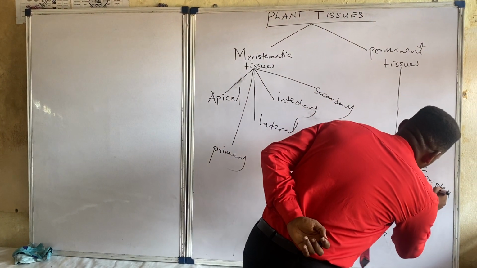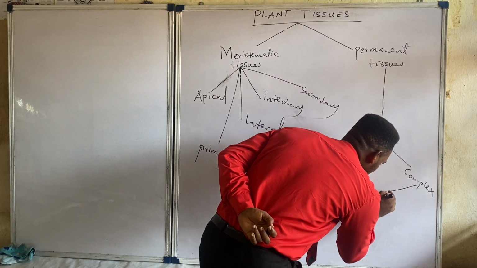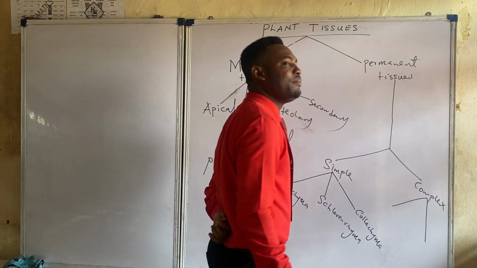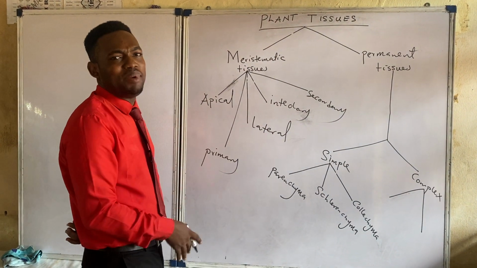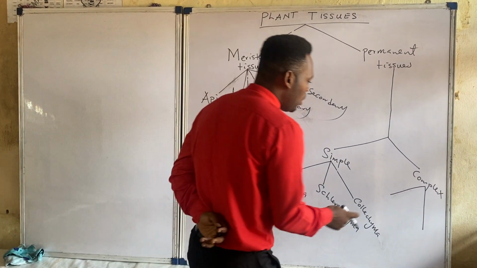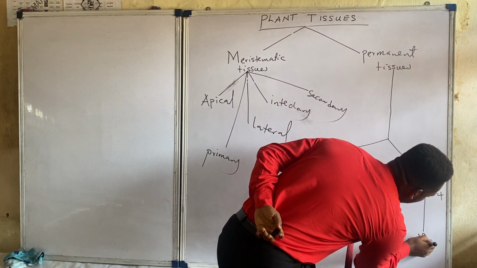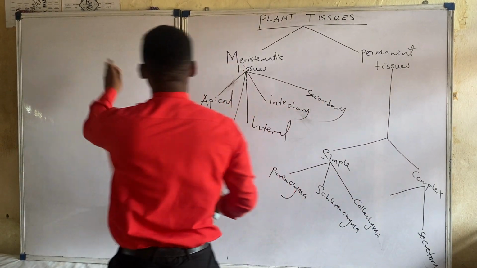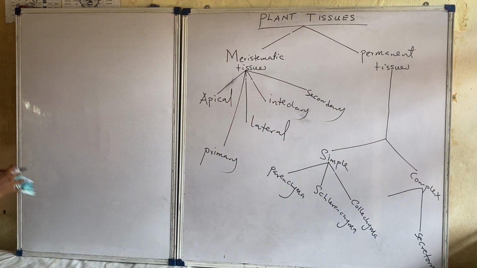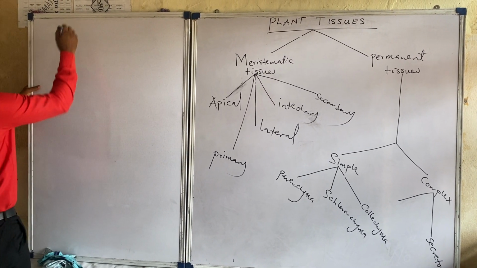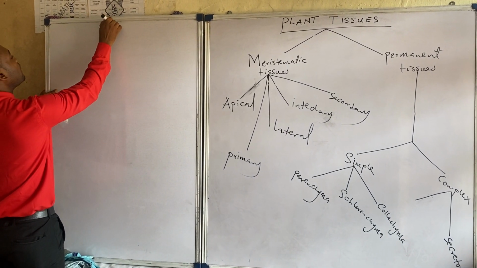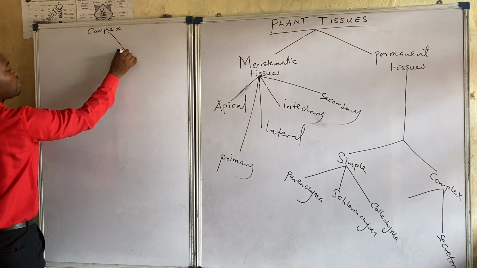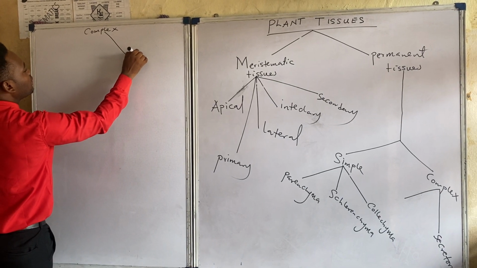Of course, what do we have in the complex? We have two groups of tissues under the complex. So I said complex. For complex, we have the one we call the secretory tissues.